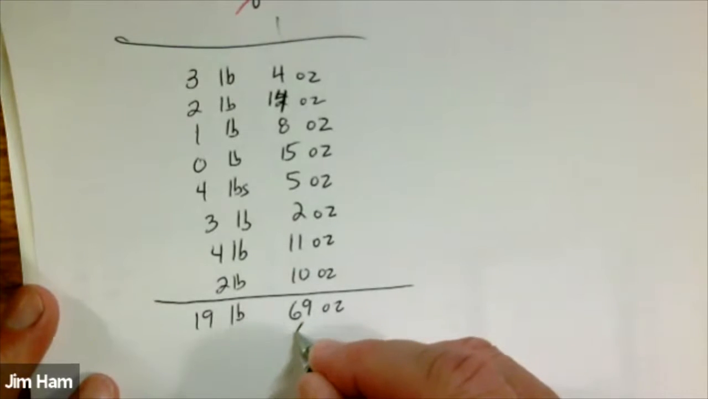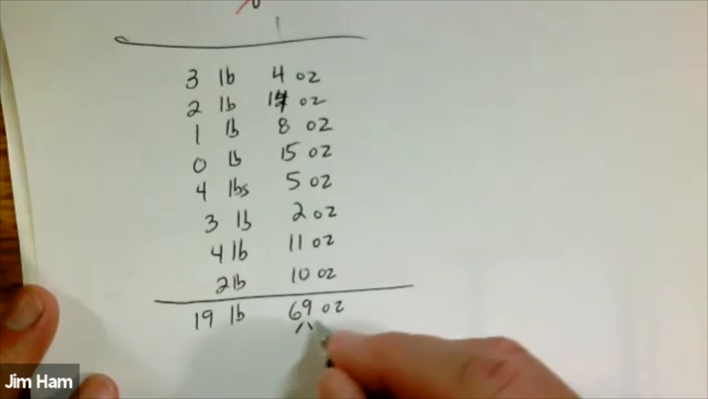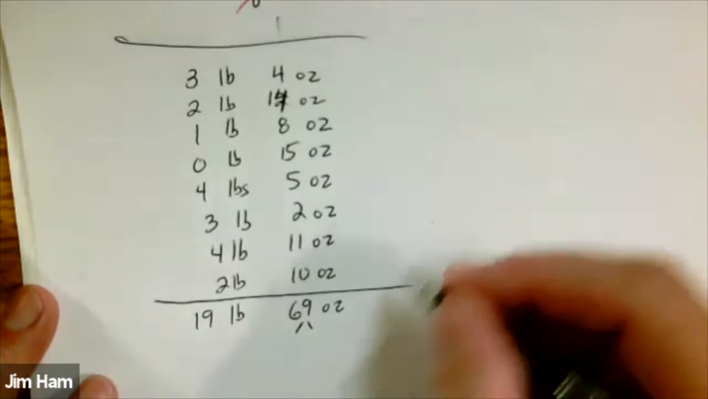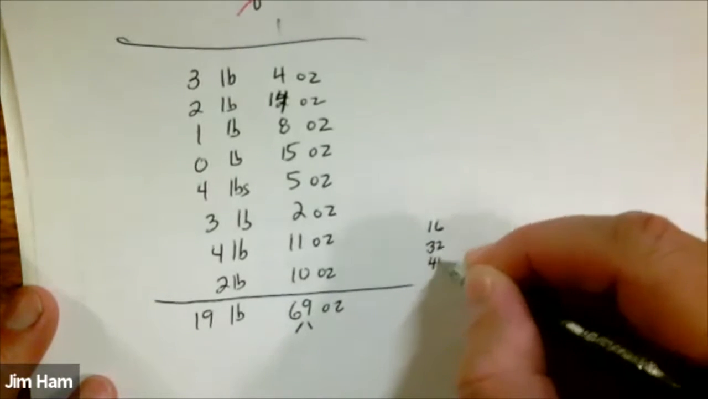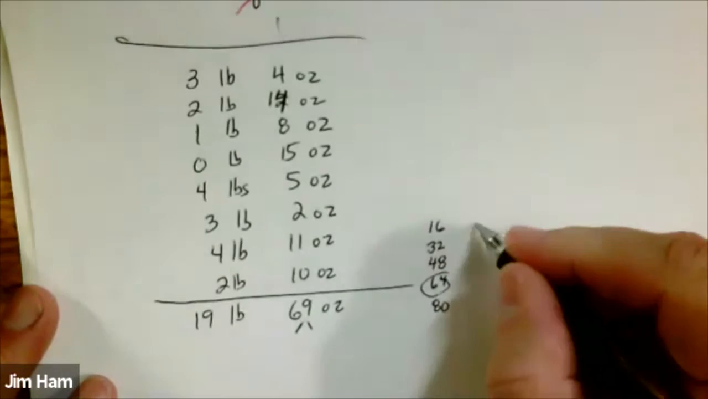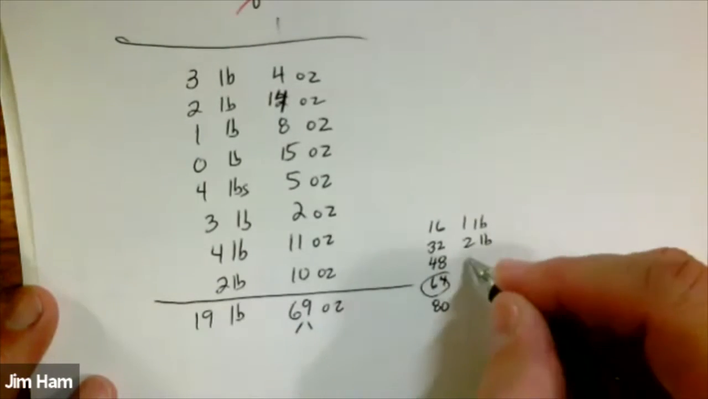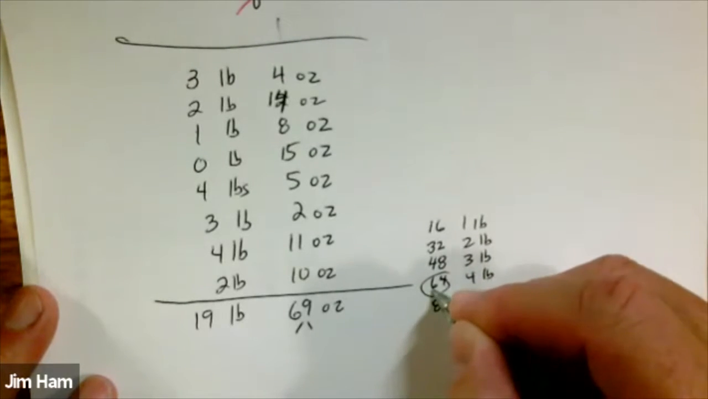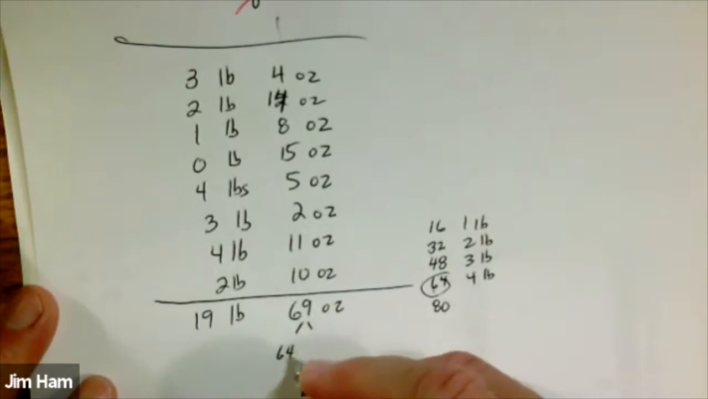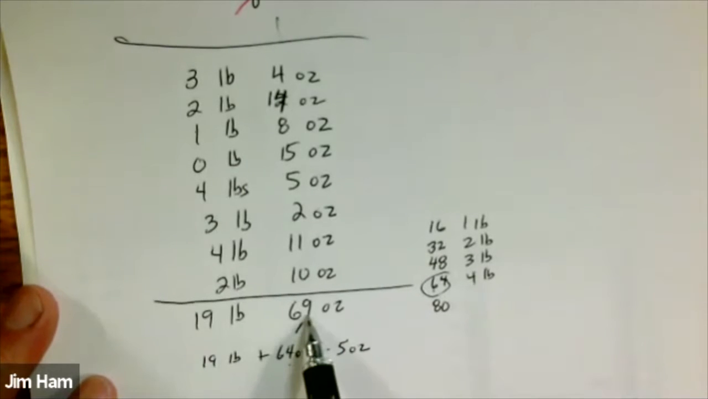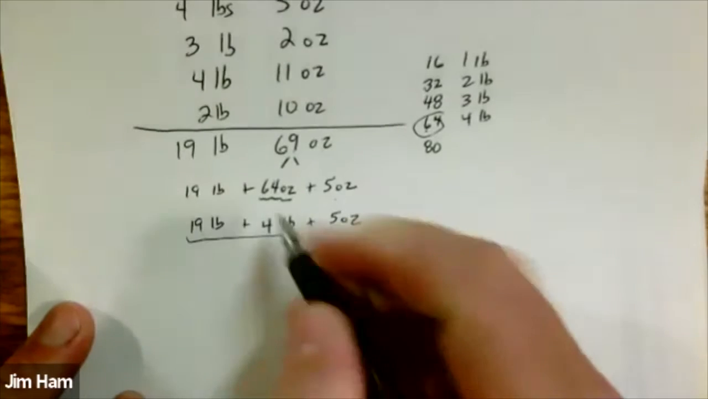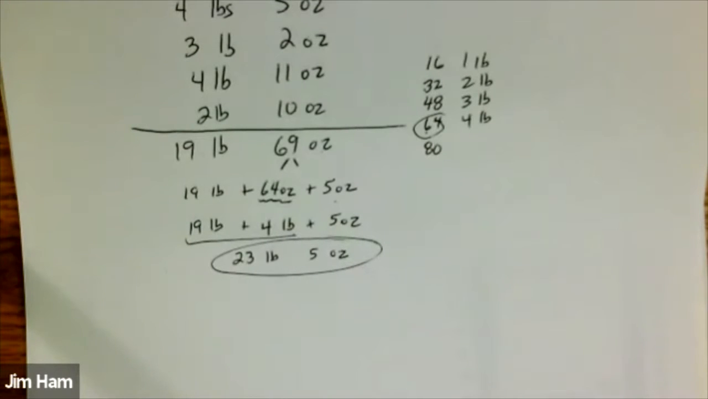All right, so 69, you want to carry over. You want to figure out how many pounds are in 69. And if you do just the multiples of 16, you have 16 and then 32 and then 48 and then 64 and then 80. Well, 1 pound is 16, 2 pounds is 32 ounces, 3 pounds is 48 ounces, and 4 pounds is 64. So if you break down this 69, we have 64 ounces plus another 5 ounces. So we have 19 pounds. Plus, if I break down the 69 ounces into 64 ounces and 5 ounces, these 64 ounces we can convert to pounds. That's 4 pounds. And then we have the 19 pounds. And then I can combine the pounds together. So if you can carry 23 pounds, 5 ounces, you can carry all the groceries in one trip.